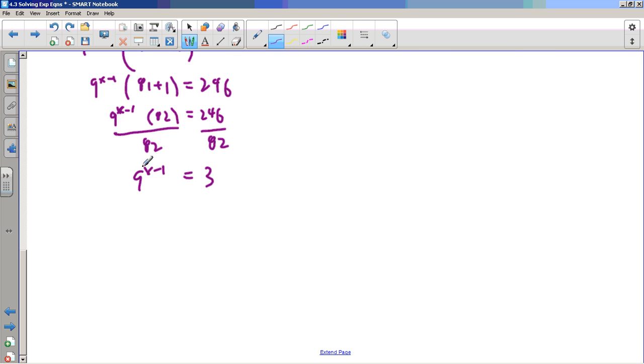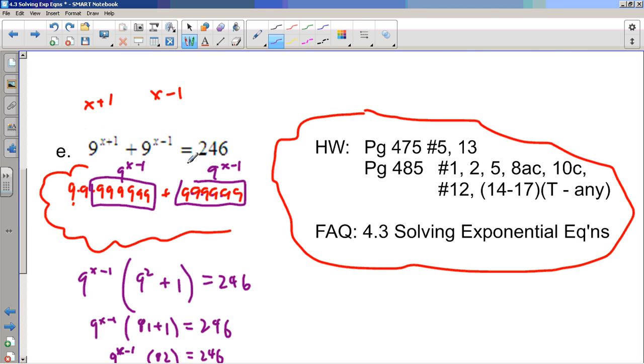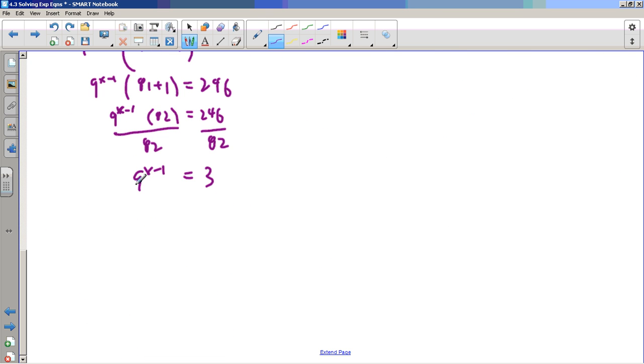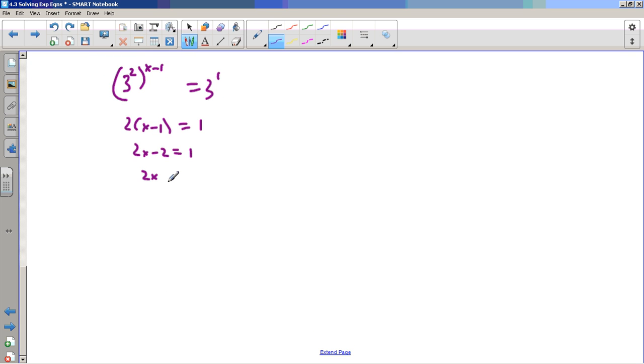And now I've turned this awful looking thing into a grade 11 type equation, right? I can write both sides with a power of 3 if I wanted to. I suppose I could take logs of both sides, but 9 is just 3 squared. And now I've got powers with the same base on both sides. I can make the exponents equal. And now it's a grade 9 equation. I've turned a grade 12 equation into a grade 11 equation, now into a grade 9 equation, and there's my answer.